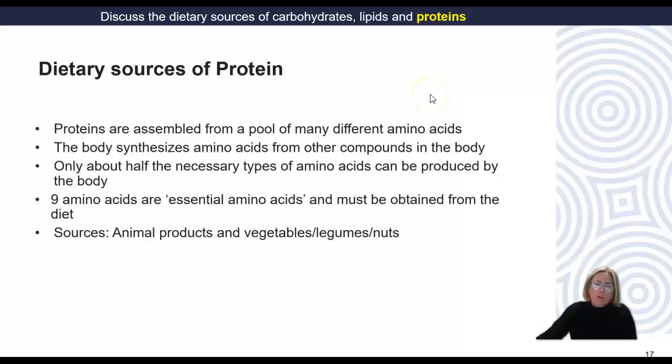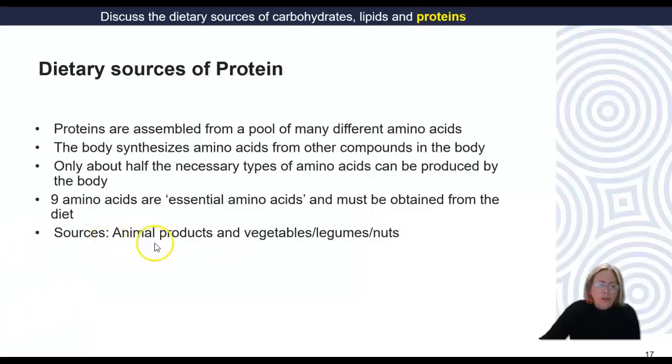Moving on now to the dietary sources of proteins. And remember, that proteins are assembled from a pool of many different amino acids, and our bodies synthesize amino acids from other compounds in the body. Only about half the necessary types of amino acids can be produced by the body. So there are these 9 amino acids that are termed essential amino acids, and they have to be obtained from the diet. Now, it's not necessary for you to know the names of the 9 amino acids, but they are histidine, isoleucine, leucine, lysine, methionine, phenylalanine, threonine, tryptophan, and valine.